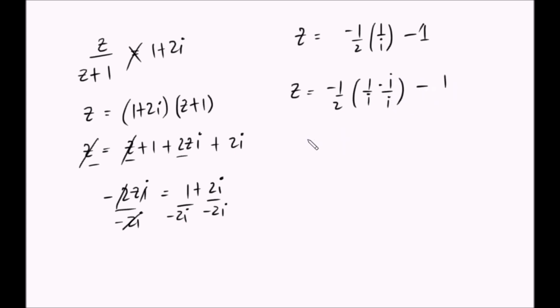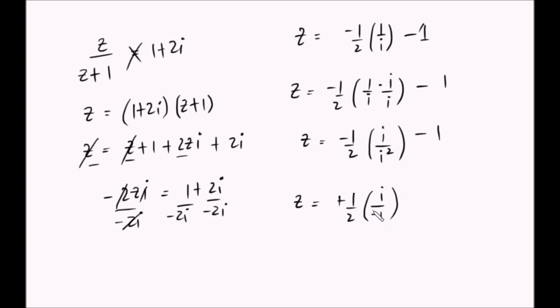So minus 1. So Z is going to be equal to negative half. 1 times i is i times i is i squared. Minus 1. But i squared is negative 1, so Z is going to be equal to negative 1 over 2 over negative 1. Negative and negative now is positive, minus 1. So finally we get Z is going to be equal to negative 1 plus 1 over 2i.